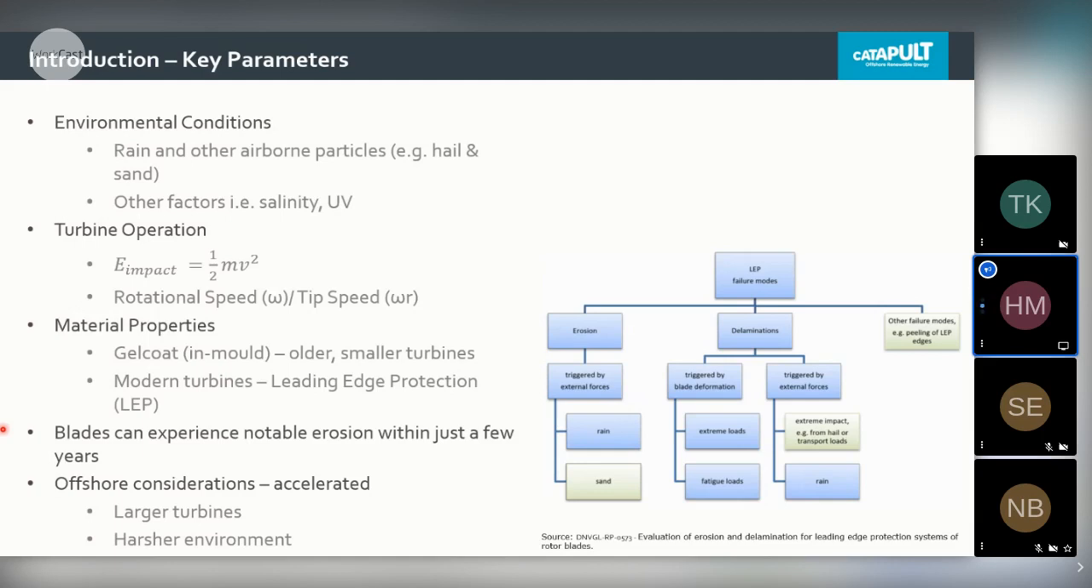We've noticed in modern wind turbines, at particular wind farm sites and for particular wind turbines, obviously there's a lot of contributing factors, that notable erosion can occur just after a few years on particular blades. And it's thought that the rate of erosion is accelerated offshore, where we have these larger turbines and larger blades, and they're exposed to a much harsher environment overall.